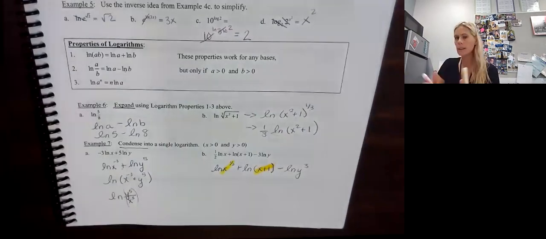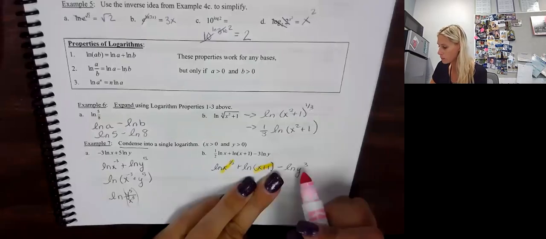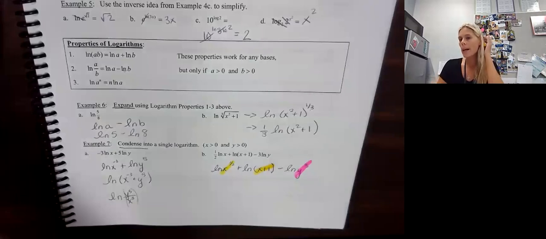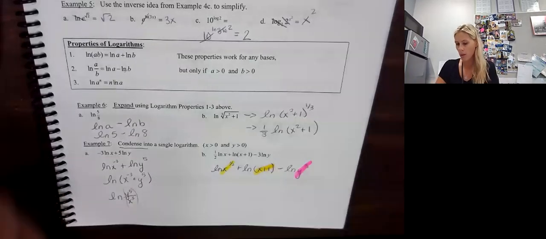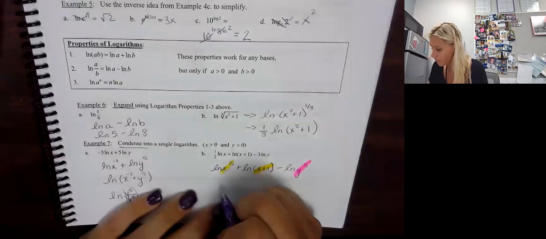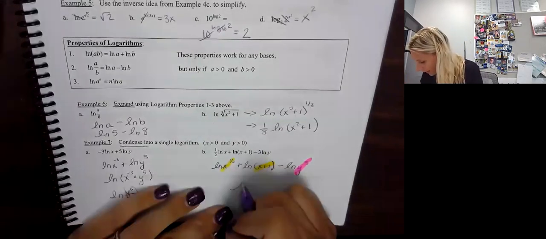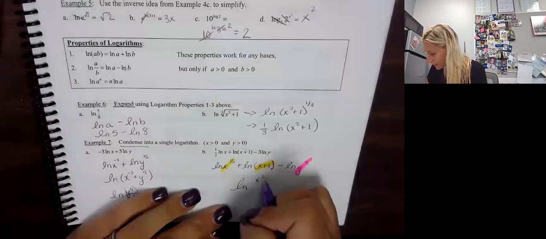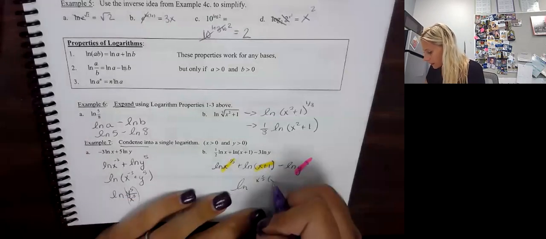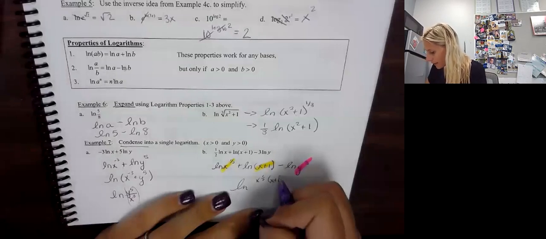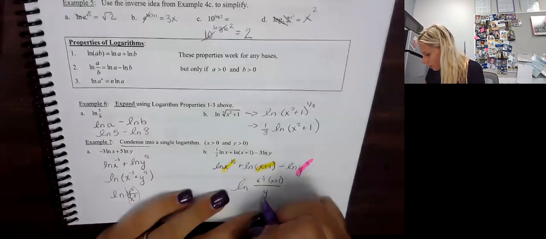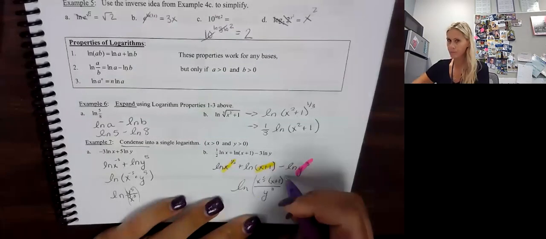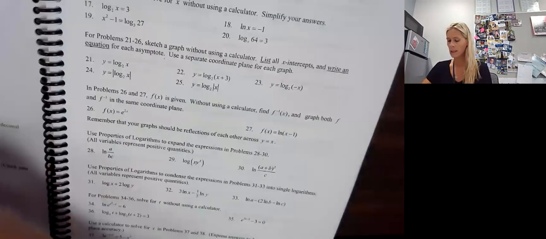But as you can see in the next one, this is subtraction. So that means that goes in the denominator. This way, it's easier to condense it all at once. So remember, I'm condensing into one ln. So ln x to the 1/2 is in the numerator. X plus 1 is in the numerator. And y cubed is in the denominator. Perfect. Let's move on to the next.